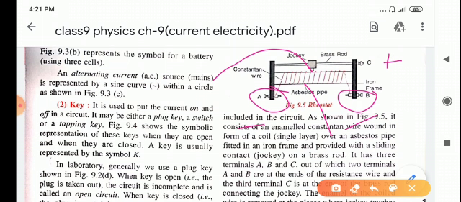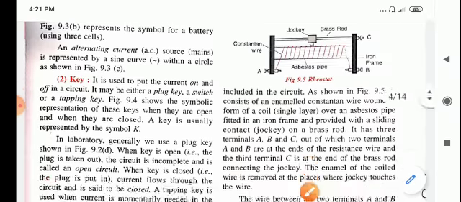Break the nichrome wire, that means current will be stopped. For example, 1 ampere, 2 ampere, 3 ampere, 4 ampere, or 1 volt, 2 volt, 3 volt. It is used by the jockey, right? The resistances are mainly used in the circuit diagram, right?